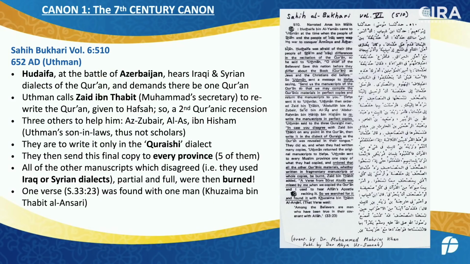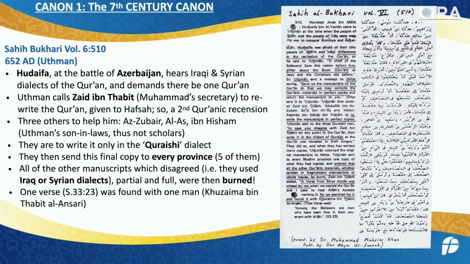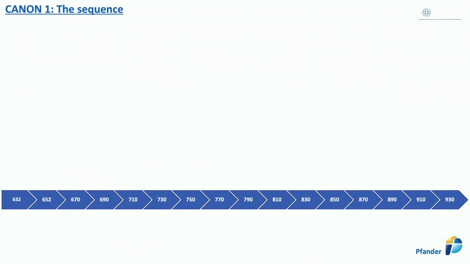Now I want to show you another slide. Let's go back to the slides. Once he does this, he burns them all, and then he does this. Let's go to the next slide, because the next slide shows the sequence. It started with Muhammad. There he is. He dies in 632. Muhammad was given 1 Qur'an, all right? He was given 1 Qur'an, Quraishi Qur'an, I assume.